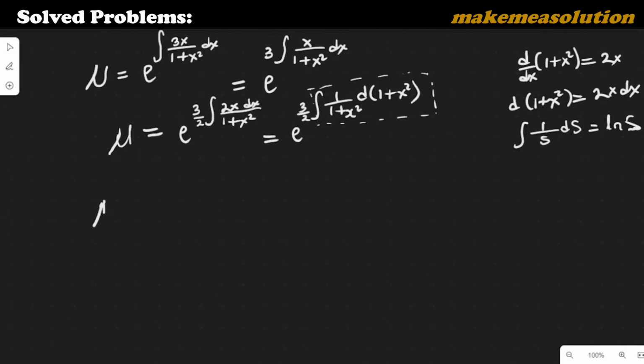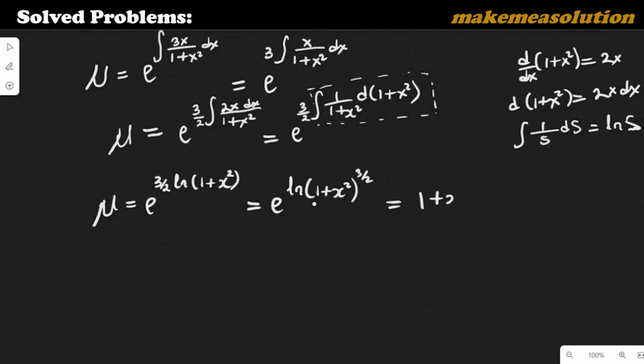So our mu, which is our integrating factor, becomes exponential 3 over 2 ln of 1 plus x squared, which is exponential ln of 1 plus x squared raised to the power of 3 over 2, which is 1 plus x squared raised to the power of 3 over 2. The reason is exponential ln f is equal to f. Is that okay? So we can now go straight to the formula.